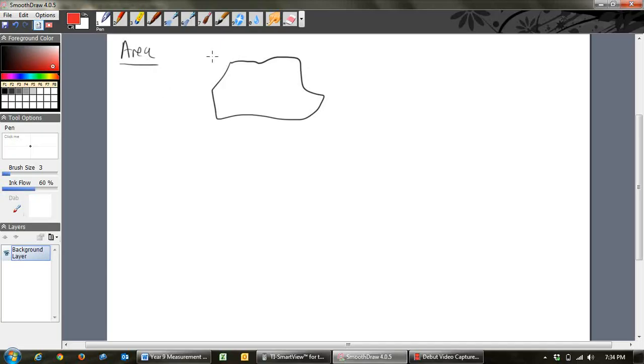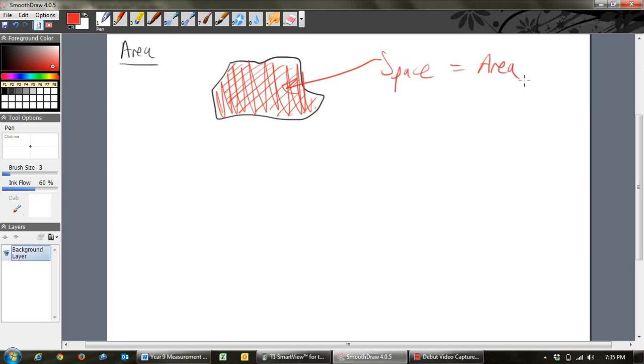What we're talking about with area is the amount of space inside of a two-dimensional shape, this space inside. If you were to paint this shape, how much paint would be required to fill all that in? So it's the amount of space. That space is what we call the area inside that shape.